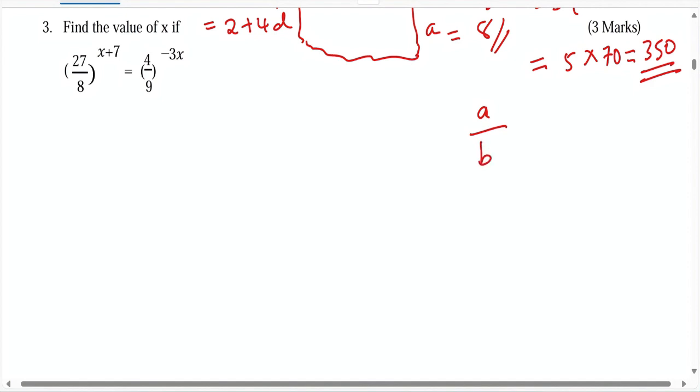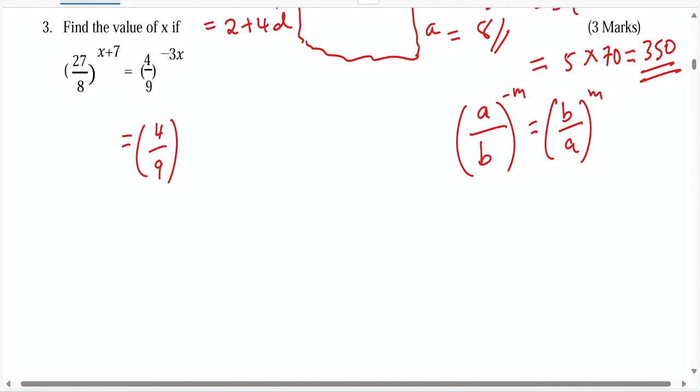If your index is like this, a over b power negative m, the negative power will become positive, but on a condition that the fraction would reciprocate itself. So it means that ile a itaenda chini na b itaenda juu, and the power becomes positive. So therefore, in this first question, there's a negative power on 4 over 9. You change this to be positive, and the 4 will go down, and the 9 will go up. So itaandikwa 9 over 4 instead. So, okay.